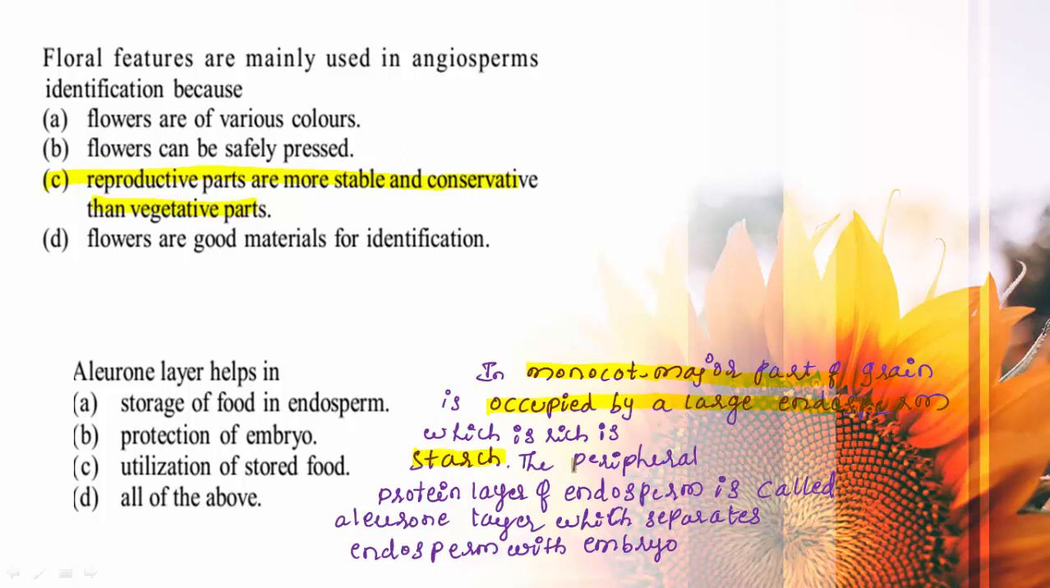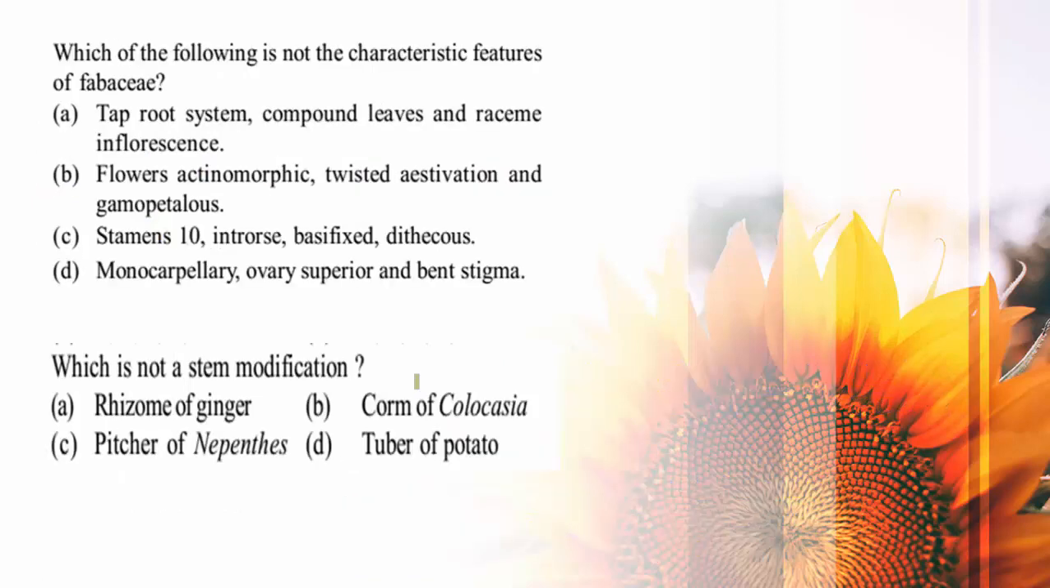The endosperm is generally covered by 1 to 3 layers, and the peripheral protein layer of the endosperm is called aleurone layer, and this layer separates endosperm from the embryo. And the main function of aleurone layer is utilization of stored food. When embryo is growing, the stored food is properly utilized and it is helped by the aleurone layer. Then coming to next character.